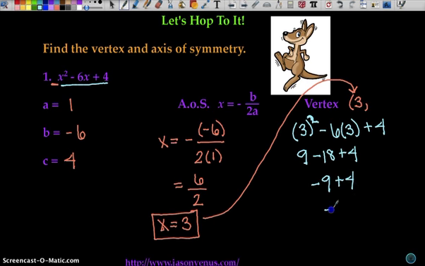Negative 9 plus 4 is a negative 5. So our y-coordinate of our vertex is negative 5. So our whole vertex is 3, negative 5. So there's your answer. Ready for another?